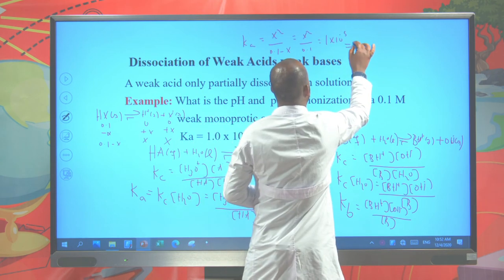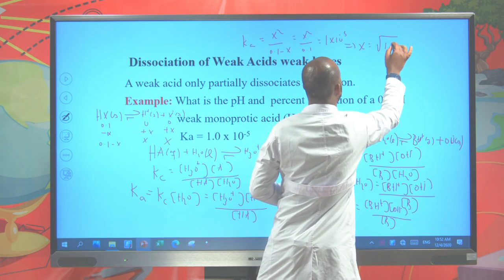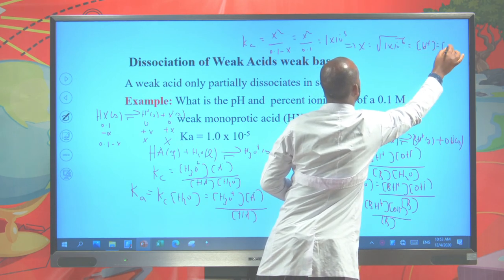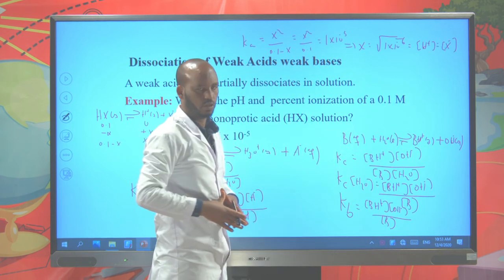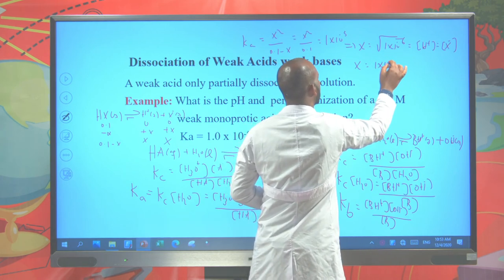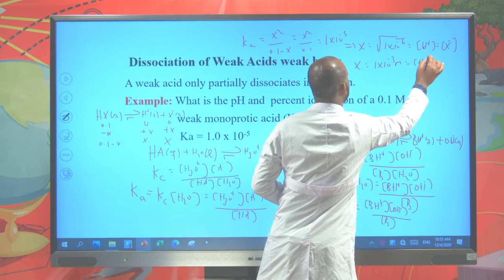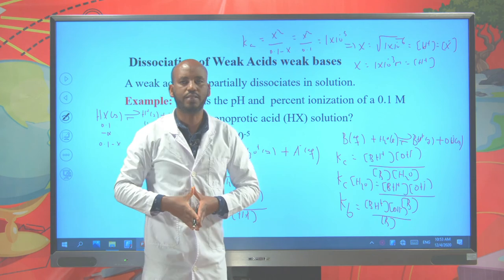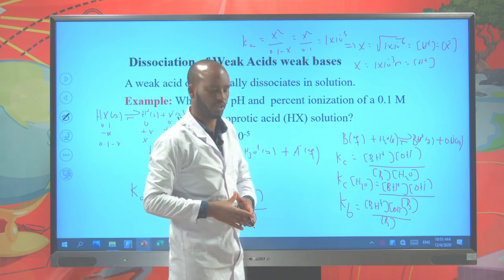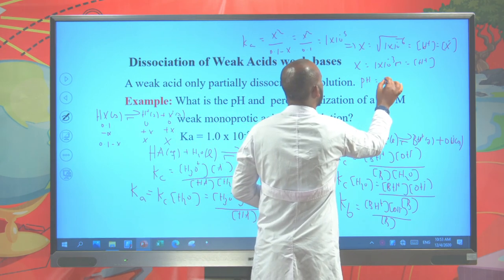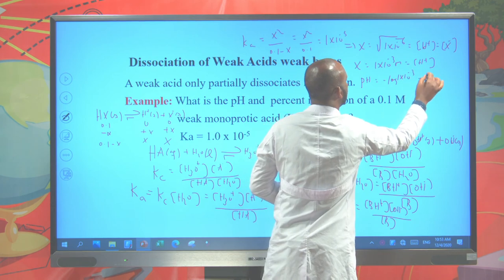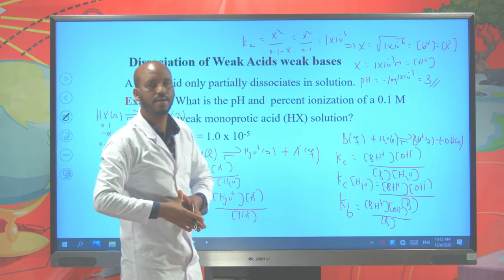From this, x equals the square root of 1 times 10 raised to minus 6, which equals the equilibrium concentration of H+, equal to the equilibrium concentration of X minus. x equals the square root of 1 times 10 raised to minus 6, which is 1 times 10 raised to minus 3 molar, the H+ concentration. Now what is the pH of this solution? pH is the negative logarithm of the hydrogen ion concentration. Therefore, pH equals minus log of 1 times 10 raised to minus 3, which is 3. The pH of this solution equals 3.